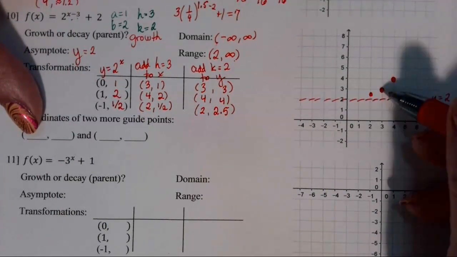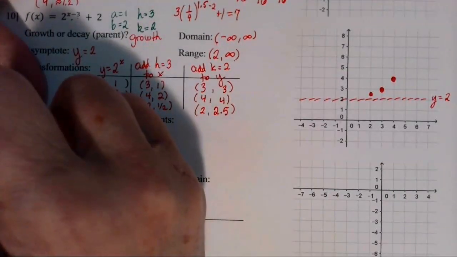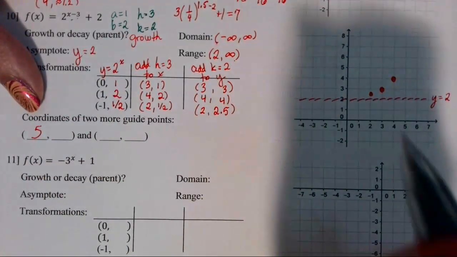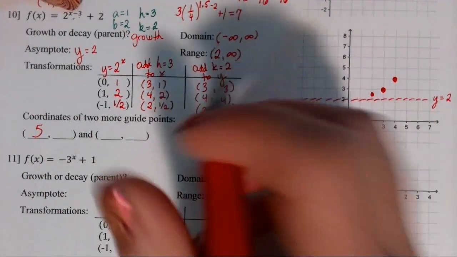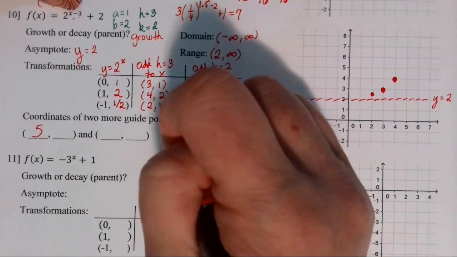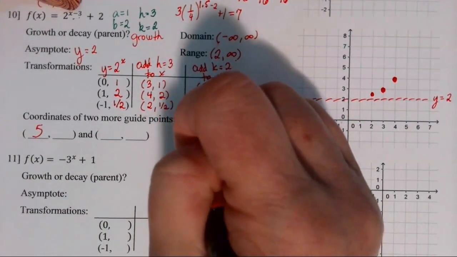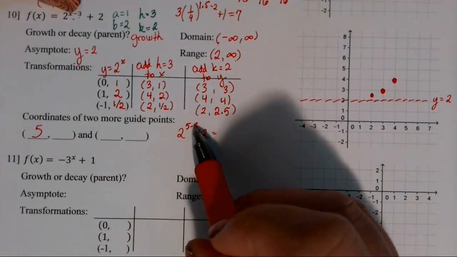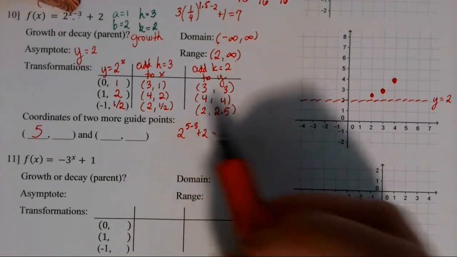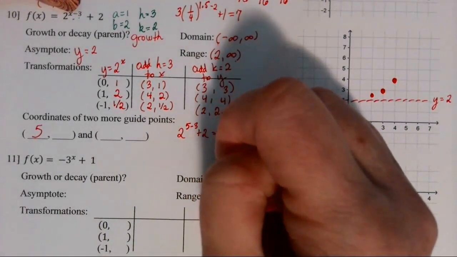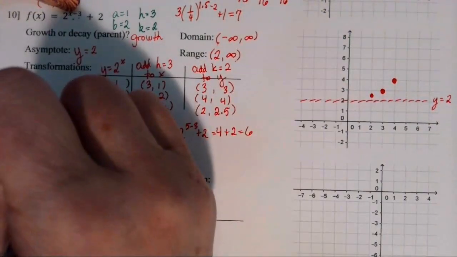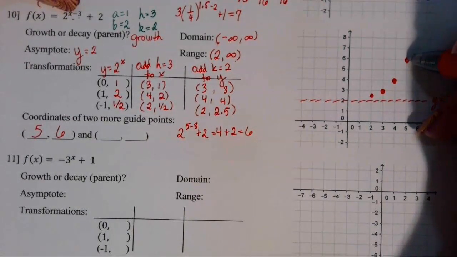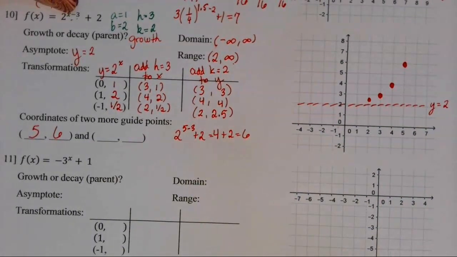We know 2, 3, 4, so let's put in 5 for the x to get a point to the left. And our original was 2 raised to the x minus 3 plus 2. So substituting 5 for the x, we get 5 minus 3 is 2, 2 squared is 4, plus 2 is 6. So the point 5, 6 would be on this graph.